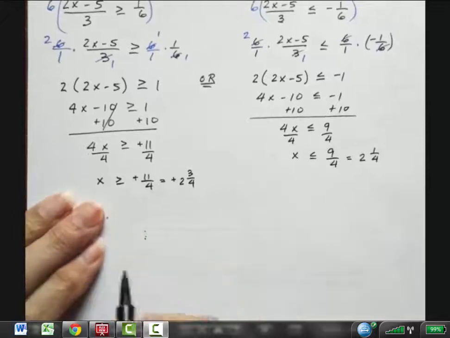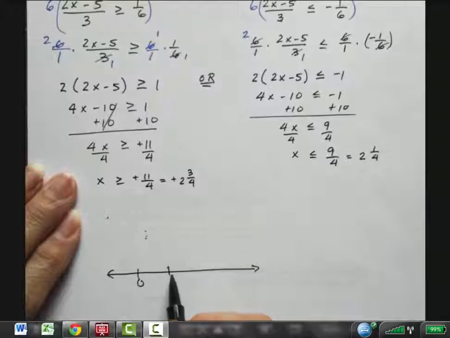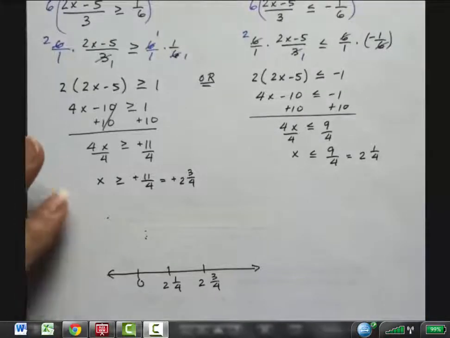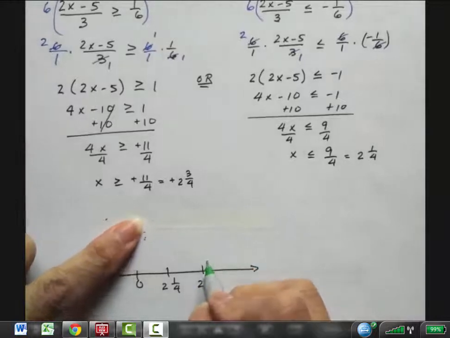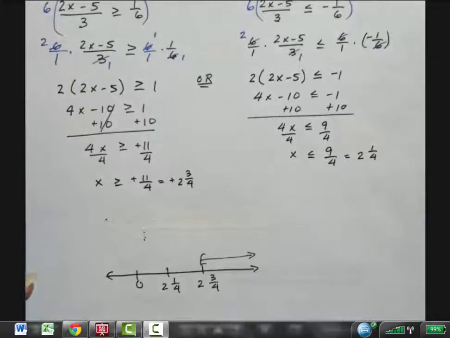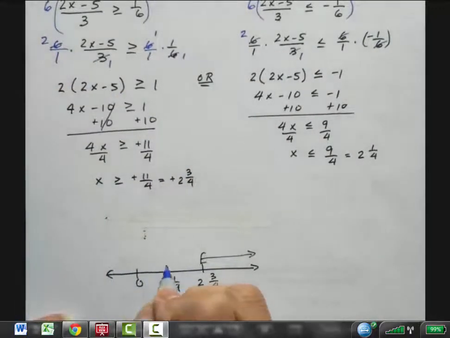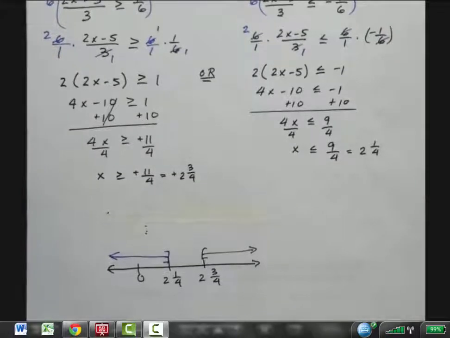Now I'm going to go ahead and graph the inequalities. Here is 0. Here is positive 2 and 1/4, and here is going to be positive 2 and 3/4. So now I'm going to be greater than or equal to 2 and 3/4. So that means I'm going to be going to the right, and it's inclusive. And then I have this one I'm going to graph, which is x is less than or equal to 2 and 1/4. So now I'm going to be going to the left. That's what my graph is going to look like, the solution set.